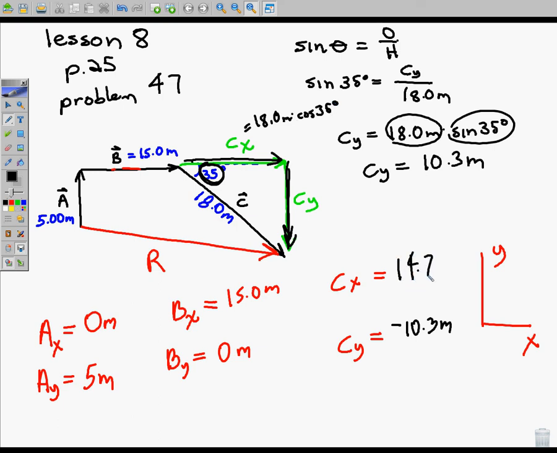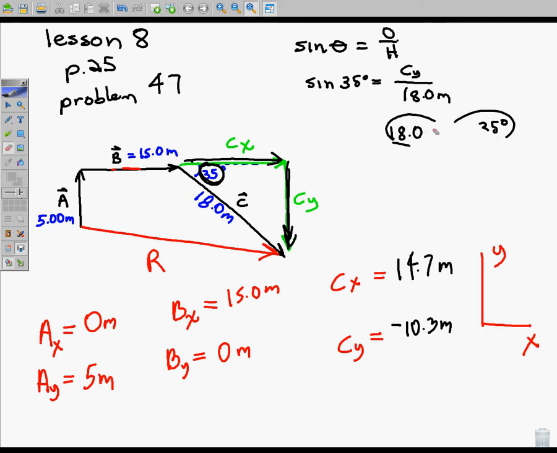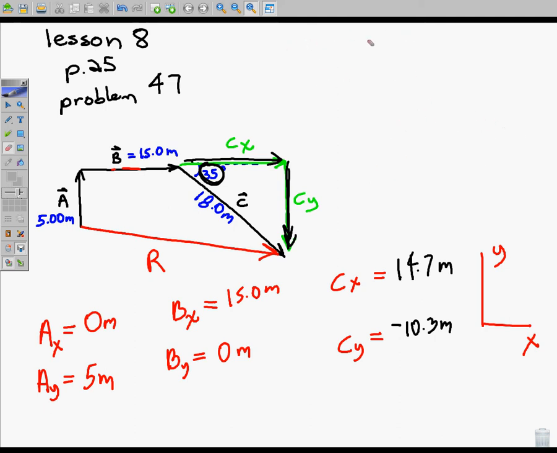14.7 meters. Awesome. So now that we have all the components, what we're going to do is find the resultant of all the x's, and then find the resultant of all the y's, and then find the resultant of those two resultants. But it's easy to find the resultant of all the x's because they're all on the same line. And if they're all on the same line, finding the resultant is just a matter of adding and subtracting. So we find the sum of all the components in the x direction.